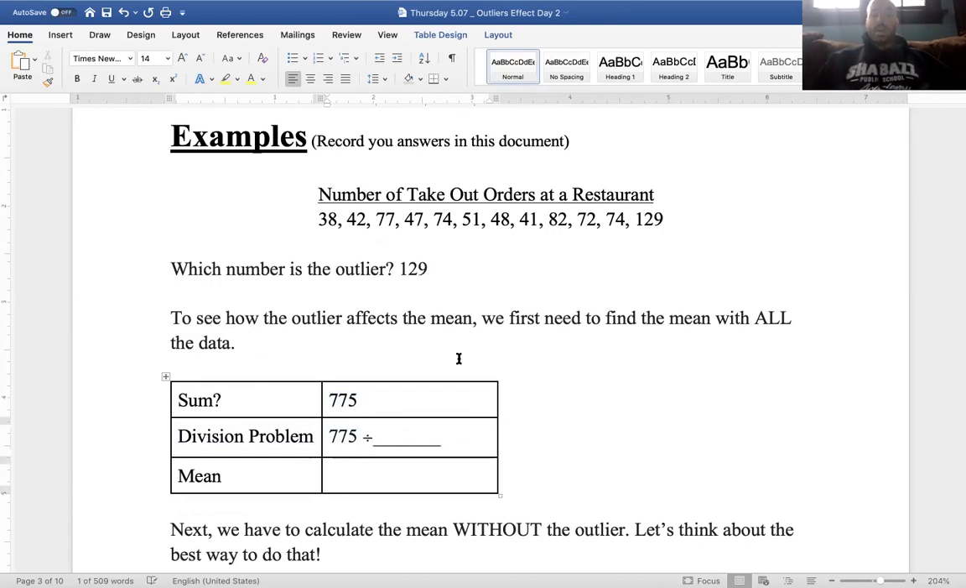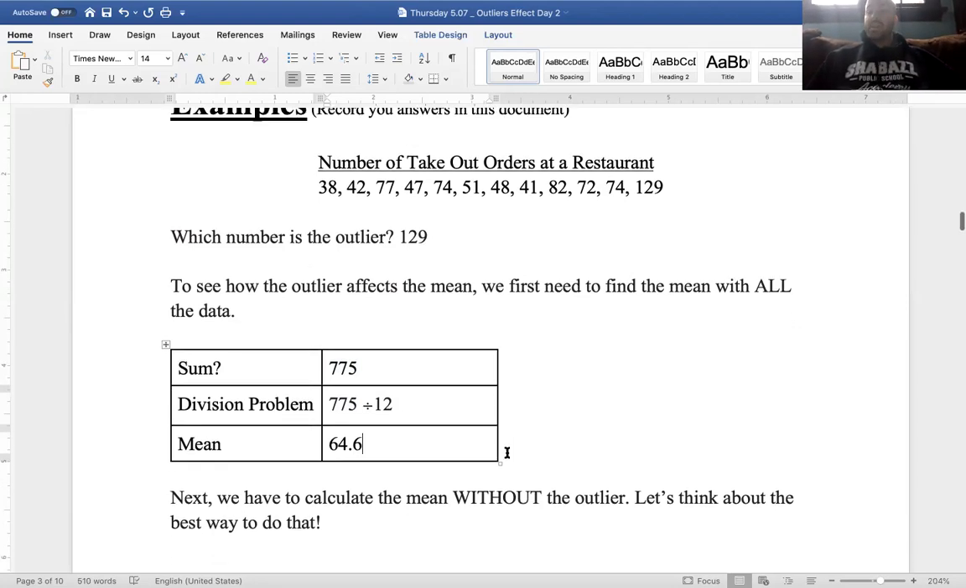Your job then is to decide, what do I divide it by? Well, how many numbers are there? 1, 2, 3, 4, 5, 6, 7, 8, 9, 10, 11, 12. So I would do 775 divided by 12. When I do that, I get 64.6. You can stop at the tenths place always.